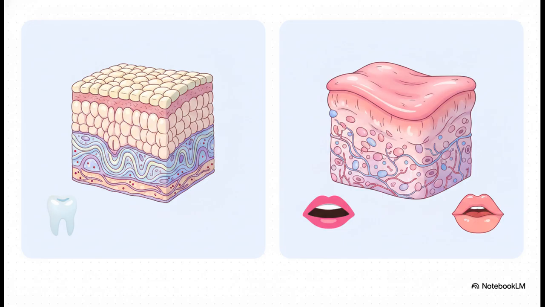But on the flip side, the lining mucosa covering the cheeks, lips, and the floor of the mouth, that is non-keratinized. It's soft, it's pliable, and experiences minimal attrition. Understanding this difference in firmness isn't just trivia. It is a vital tactile skill you're going to use every single day in practice.